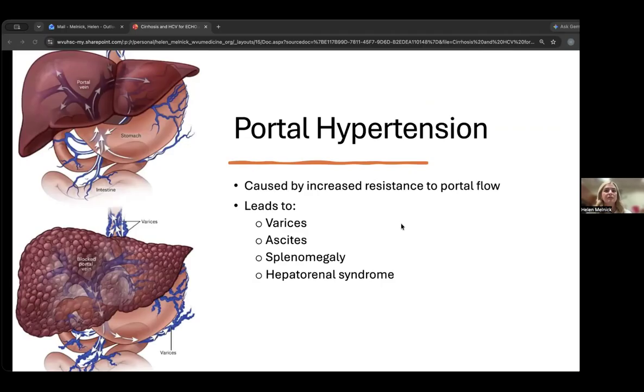Portal hypertension is a major driver of complications. Increased resistance to portal flow leads to varices, ascites, splenomegaly, and renal dysfunction. Identifying portal hypertension early allows for preventative strategies such as beta blockers and endoscopic screening.